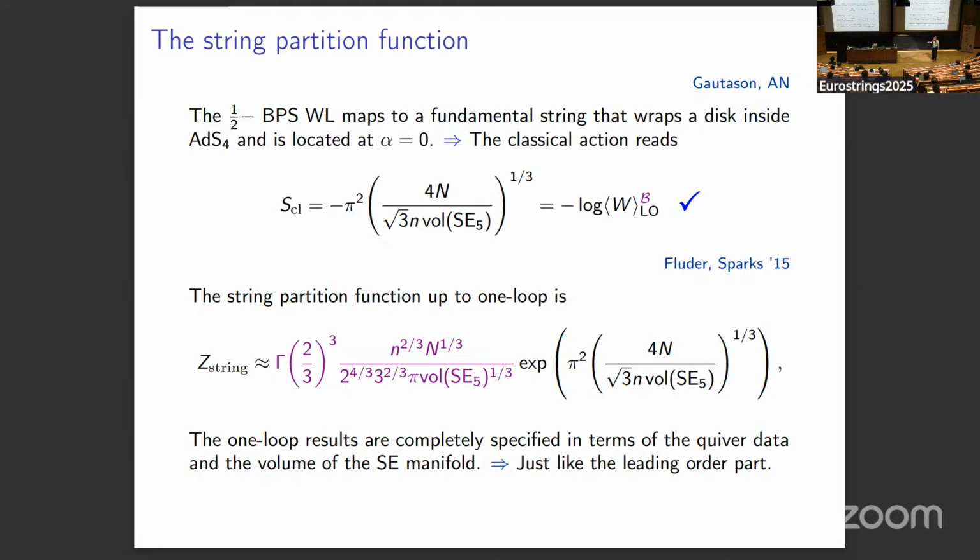But if you do the computation again, but on the string theory side, you find that the one loop partition function of the string, together with the Fradkin-Tseytlin action, yields this expression, which is quite remarkable, I would say, because again, okay, it doesn't look super pretty, but you again can specify everything in terms of your quiver data and the volume of the underlying Sasaki-Einstein 5 manifolds, which is quite remarkable. And this is exactly what was happening with your leading order term. Remember previously we had the log, that's why you have the exponential here.